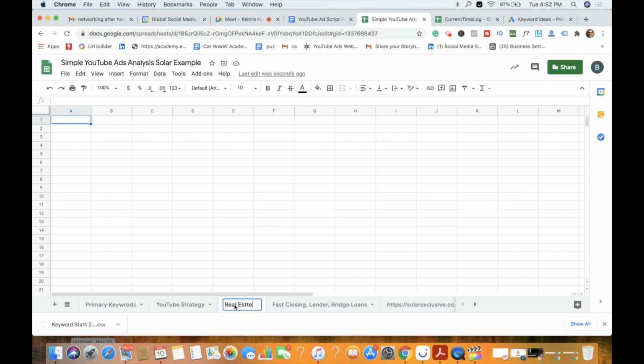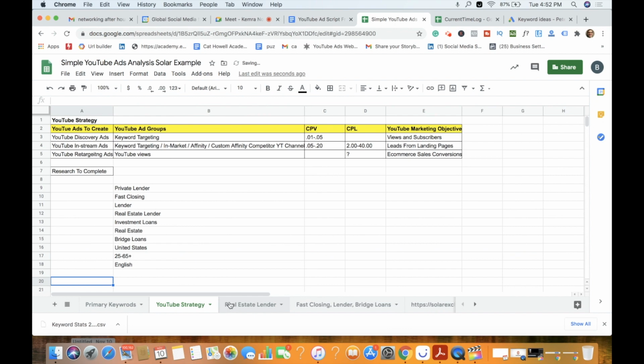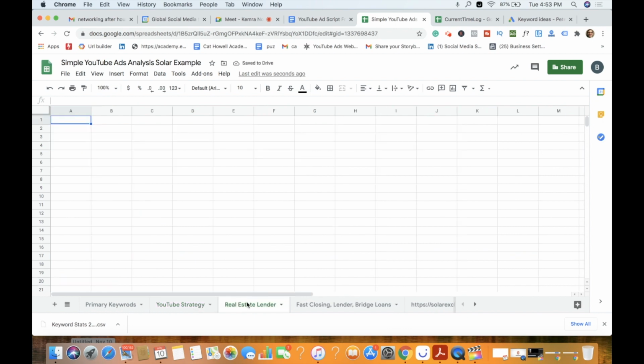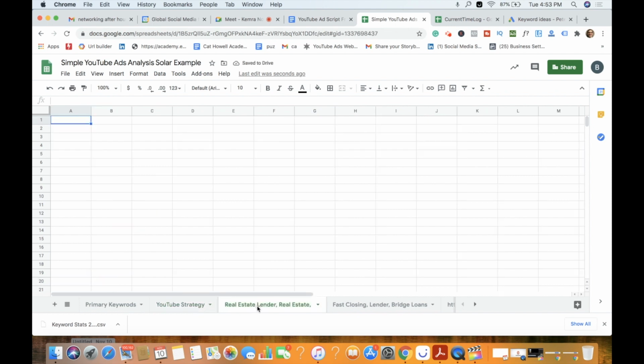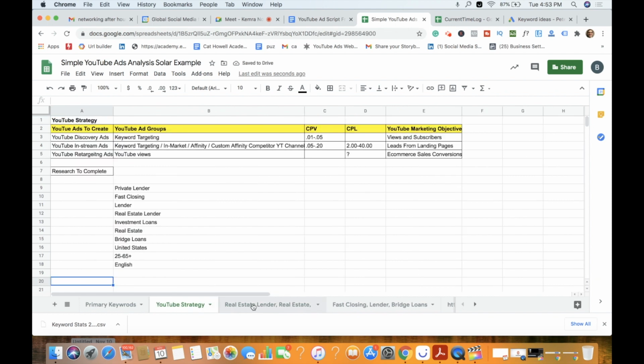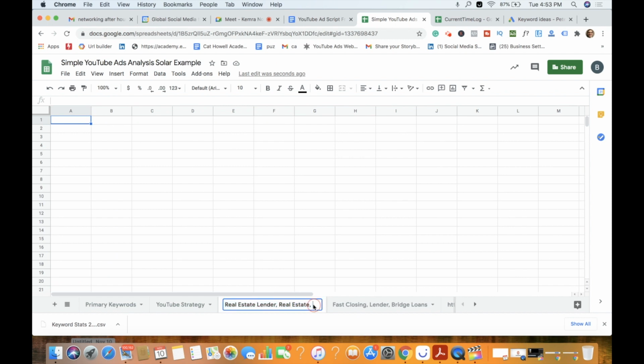So like real estate lender, real estate and bridge loans. Maybe we already got bridge loans, so we'll just do real estate. Let's just say we did lender investment loans. That was one we haven't done.